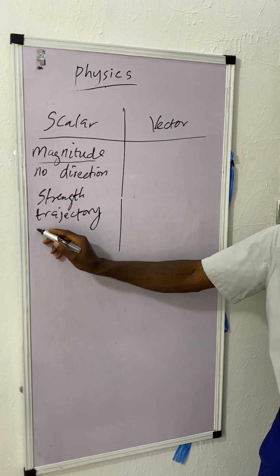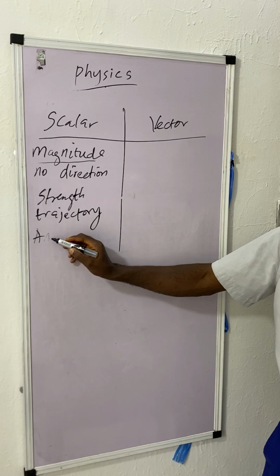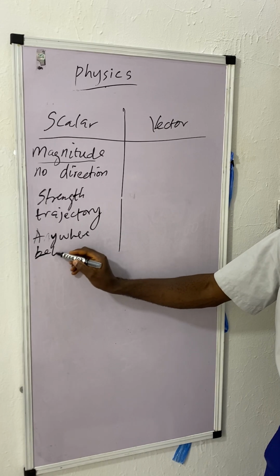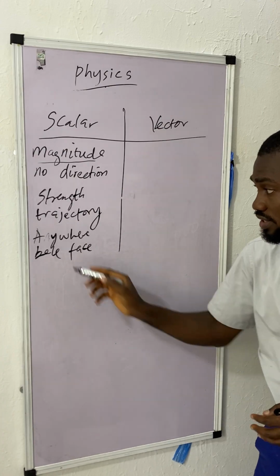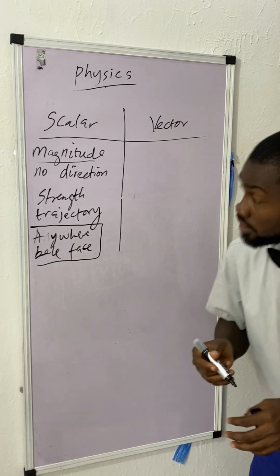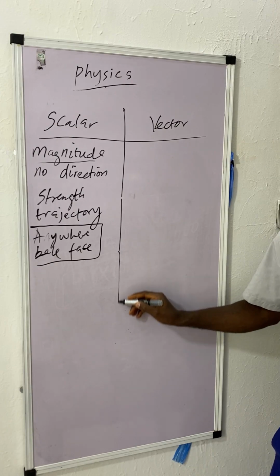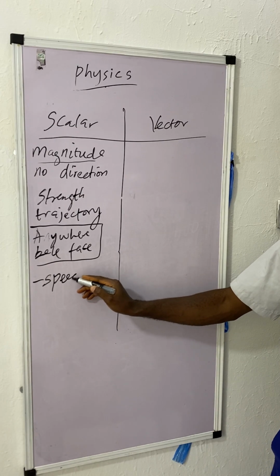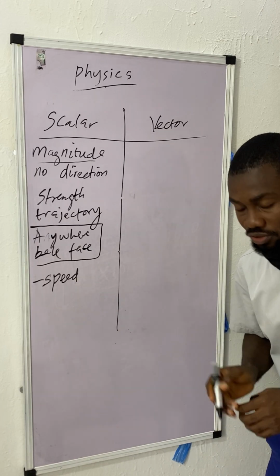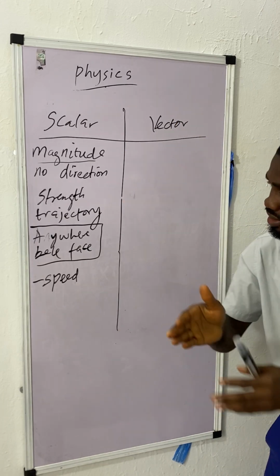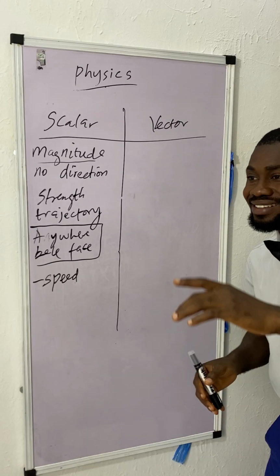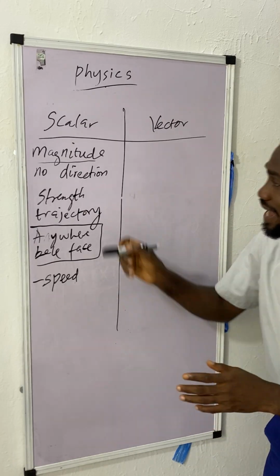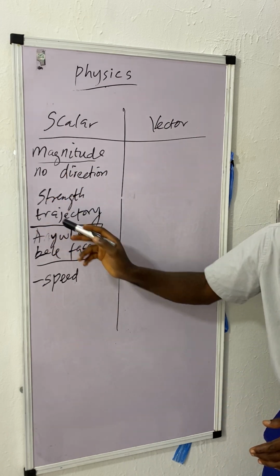I always use "anywhere below face" to remember scalar quantity. That's what I always tell my students, to remember what a scalar quantity is: no direction. An example of a scalar quantity is speed. It has magnitude, but no direction. It is straightforward. You can't say the vehicle is speeding towards east, or towards south. No. It has no direction, but it has magnitude. It has strength. It has trajectory.